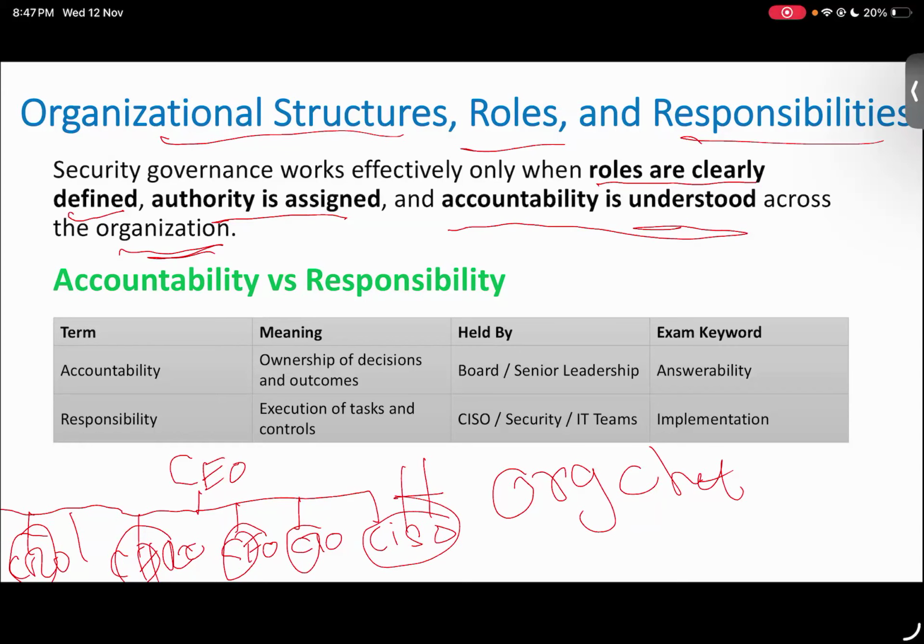Like CFO, what is the authority? The authority is to ensure that they control the budget, they control the finance in and out. They should improve or increase the revenue. So these are the areas the Chief Financial Officer will be assigned, and also they should be accountable across the organization.